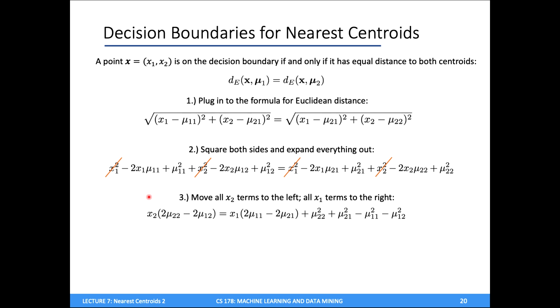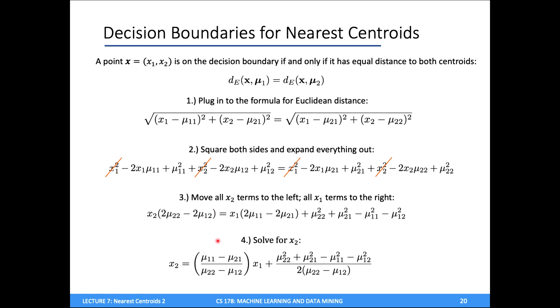In my next step, I'm going to move all of my x2 terms to the left-hand side. So I've got x2 times some number depending on the centroids. And all my x1 terms I'm going to pull to the right-hand side. So I've got x1 times some numbers, and then I've also got some additional terms coming from the centroids over here.